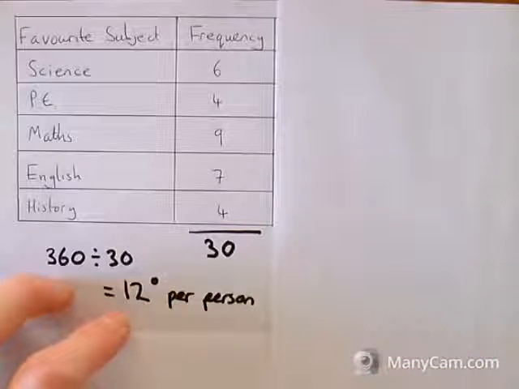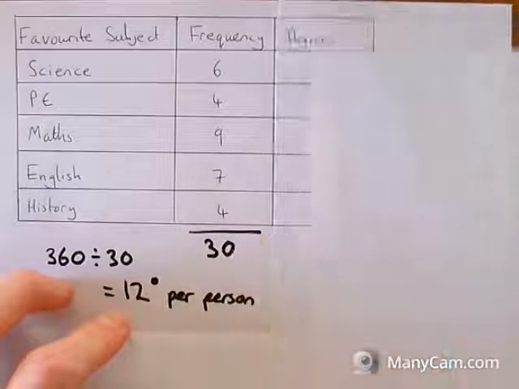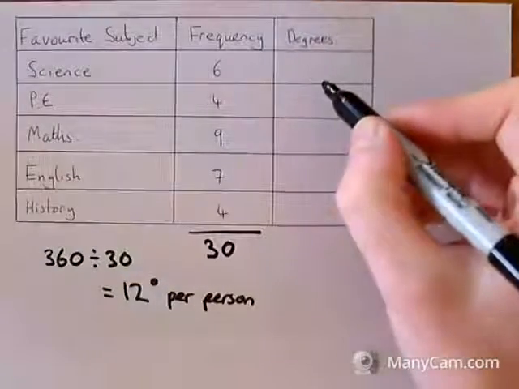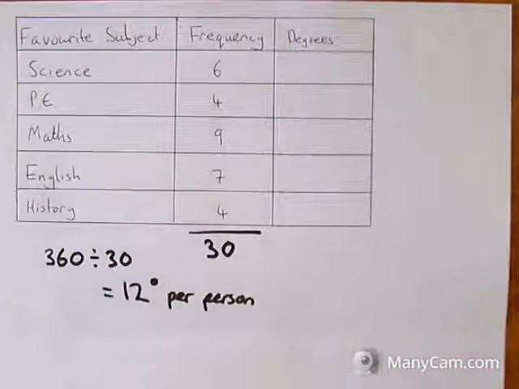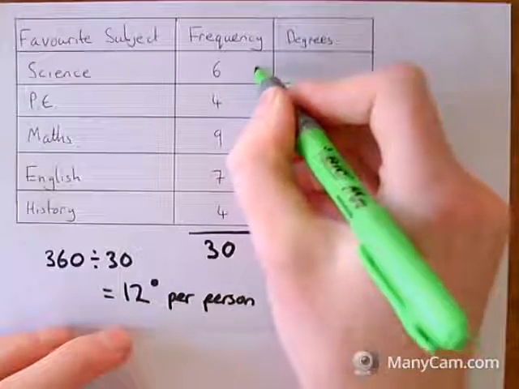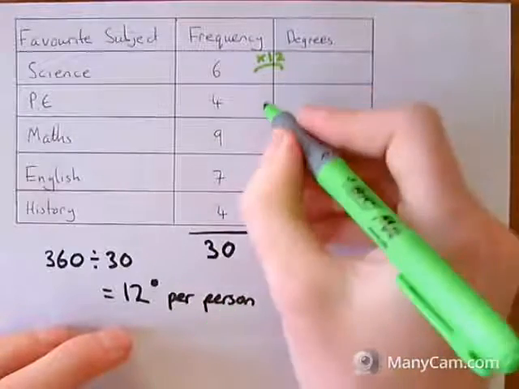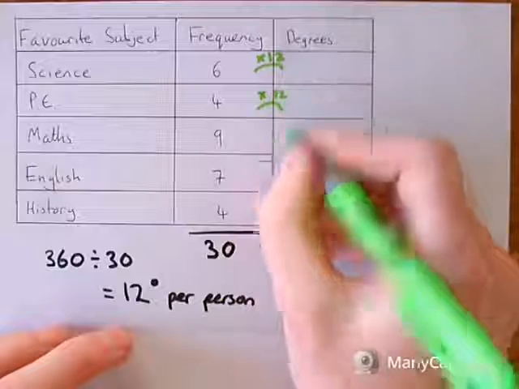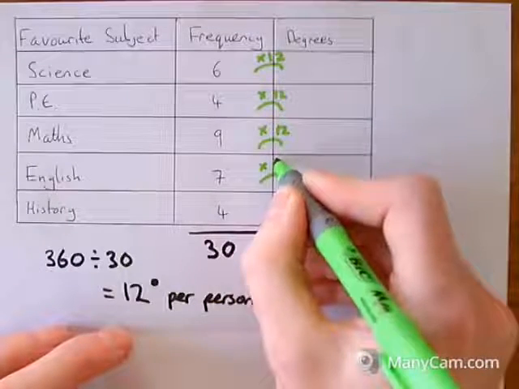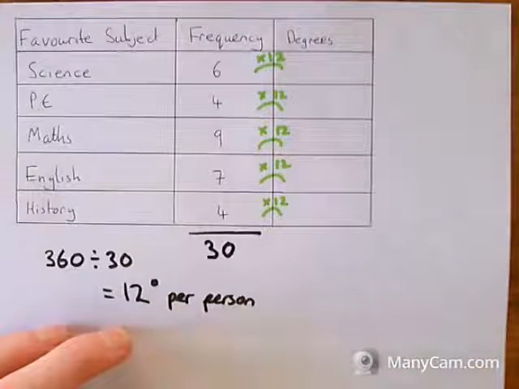Sometimes in exam questions they'll give you an extra column next to your frequency table to draw your degrees. Sometimes you'll have to draw it in yourself. We're going to end up filling out this degrees column. Because it's 12 degrees per person, if there's 6 people I need to times 6 by 12 to get my degrees here. I also need to times 4 by 12, I need to times 9 by 12, so I'm multiplying all of my frequencies by how many degrees it is per person.